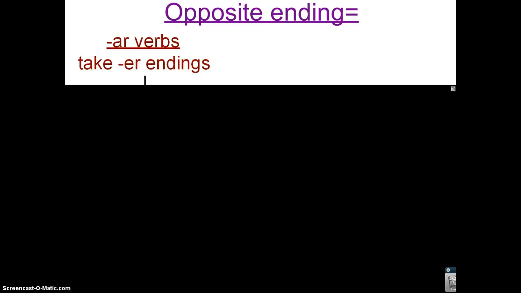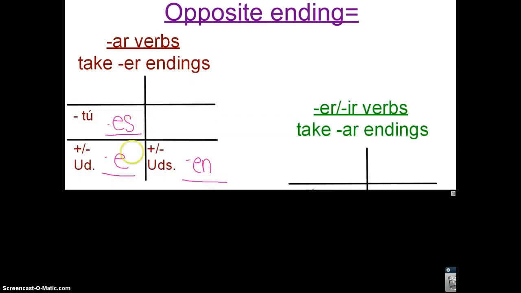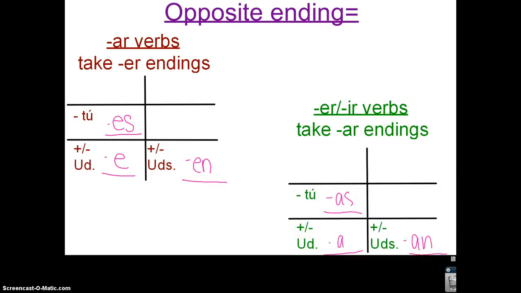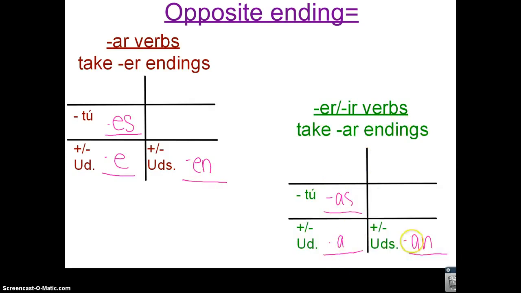What do we mean by opposite ending? It's not truly an opposite ending, but we mean that AR verbs take ER endings. So es, e, and en, and ER and IR verbs take AR endings: as, a, and an, depending on which command you are giving.